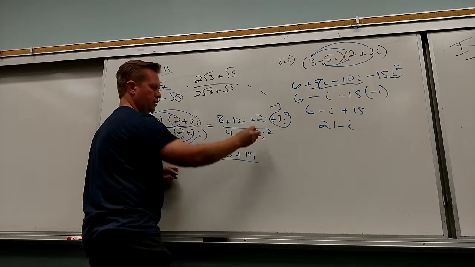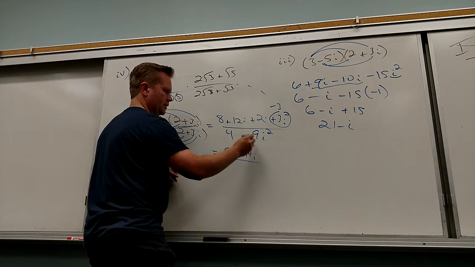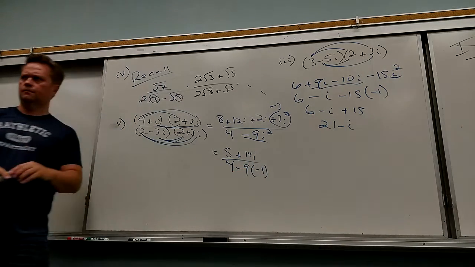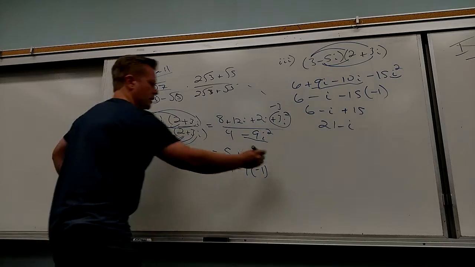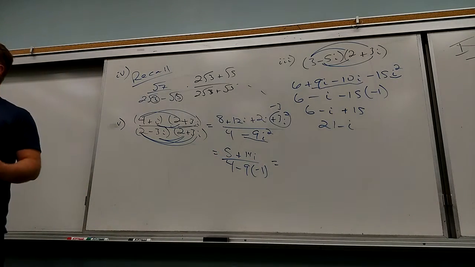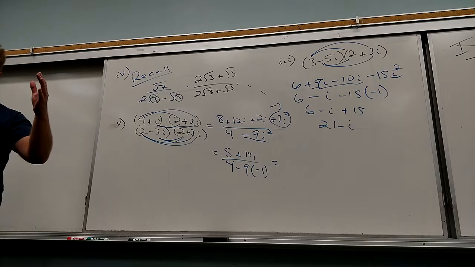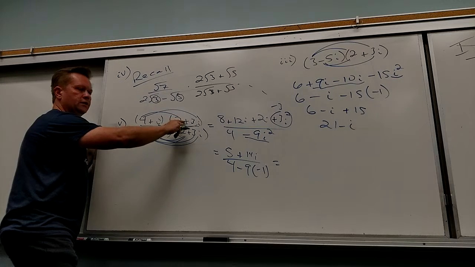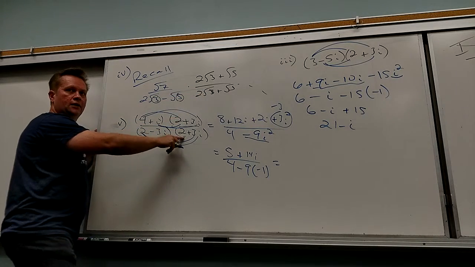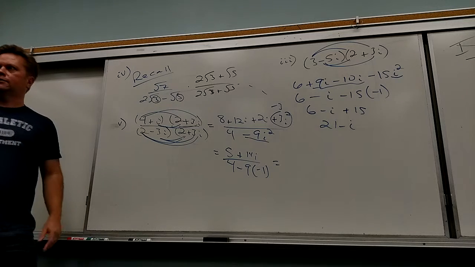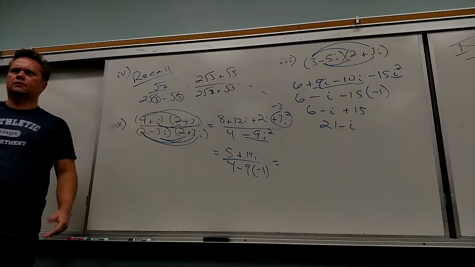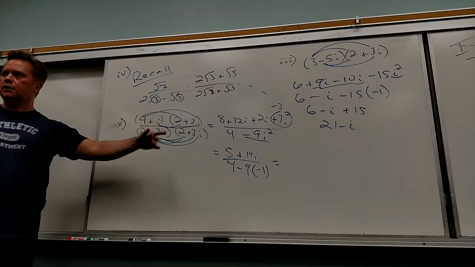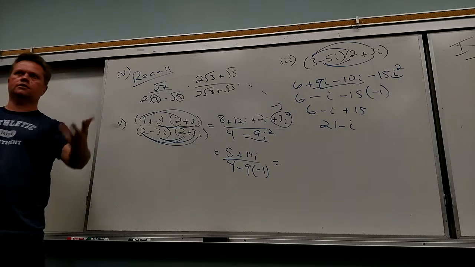This i squared again is still negative 1, so the bottom totally became real. The imaginary part went away. That's what the conjugate does. Imagine what creative math people call this. This is the conjugate, so this is the complex conjugate, because it is a conjugate and it's got complex stuff in it. So we call it the complex conjugate.